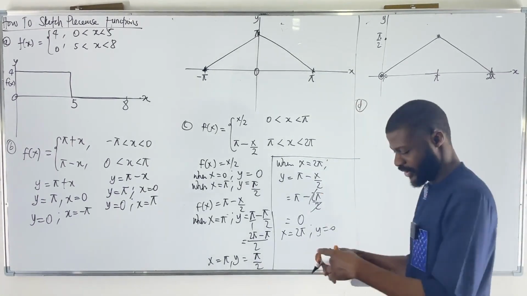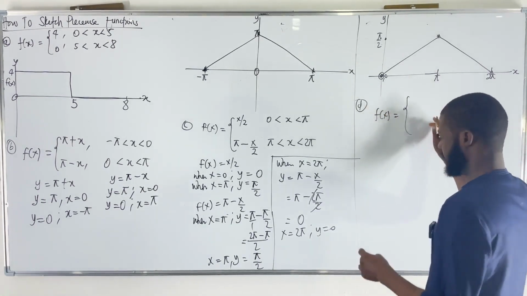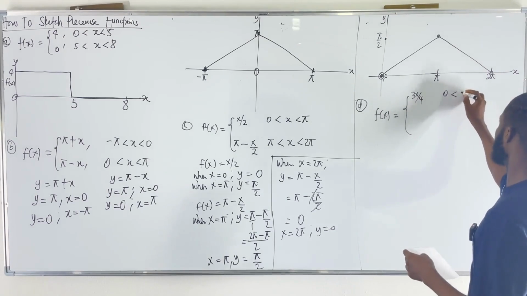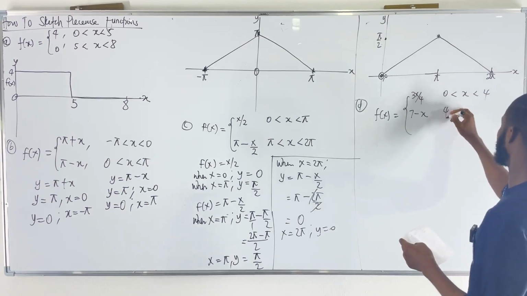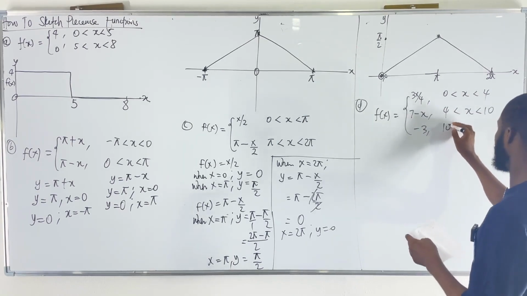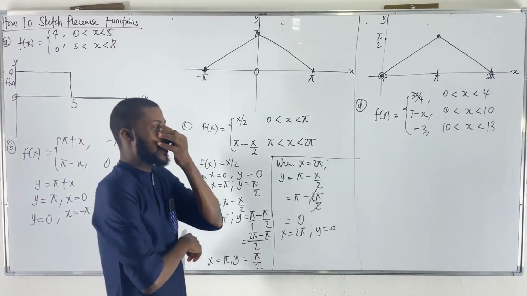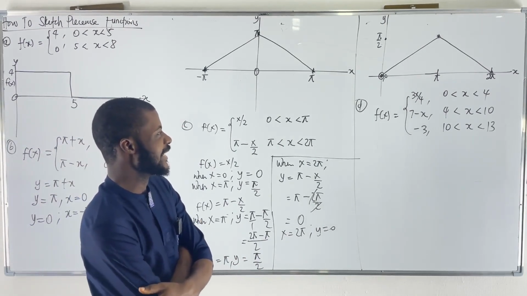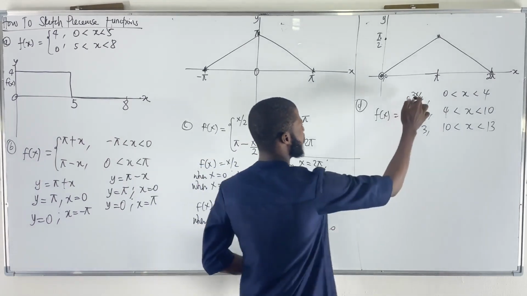Okay, so f of x is equal to, this is looking like a lot, but let's continue. 3x over 4 for 0 less than s less than 4, 7 minus x for 4 less than s less than 10, and minus 3 for 10 less than s less than 13. Okay, so this is what we have. That's still not hard. Let's get started, please. It's actually very easy. So the first one is 3x over 4.